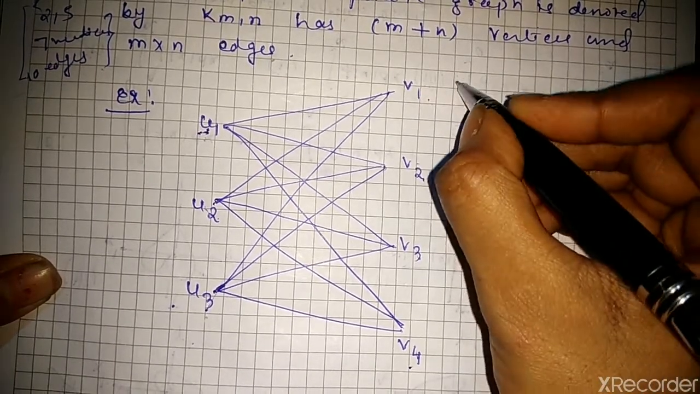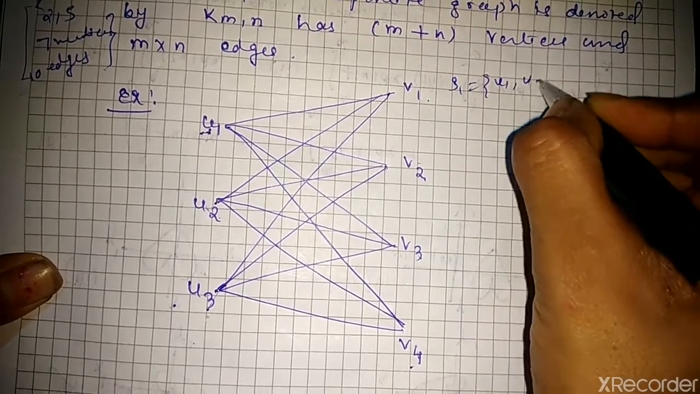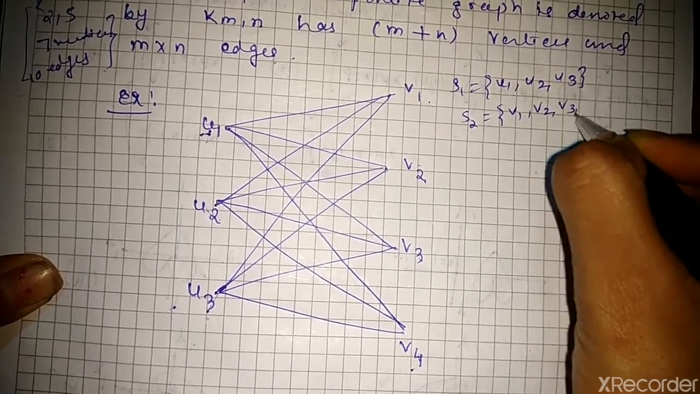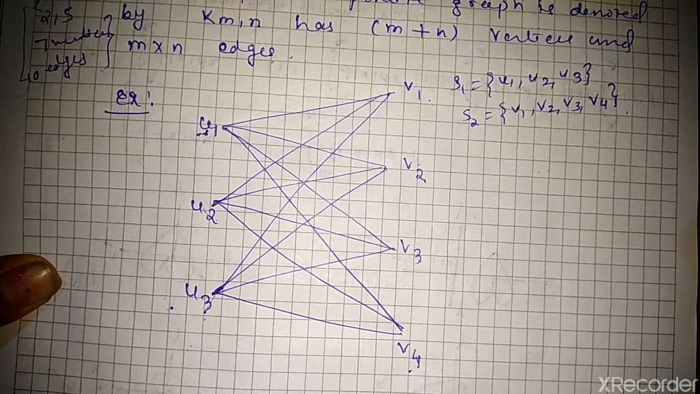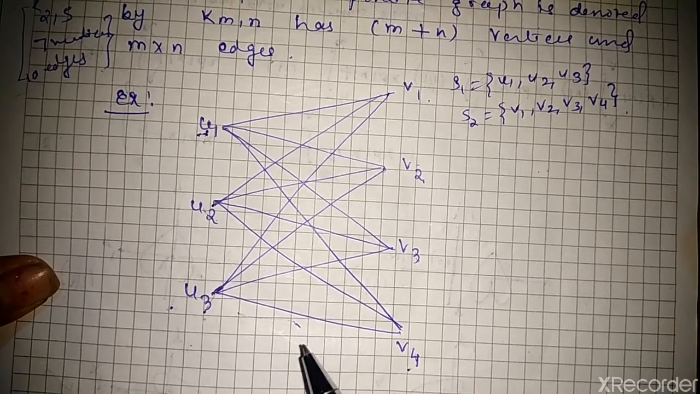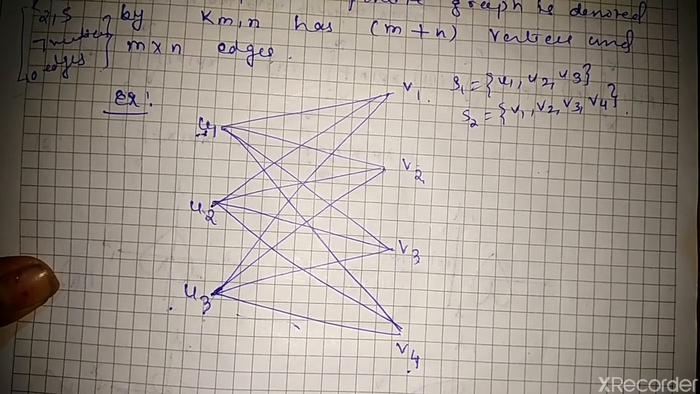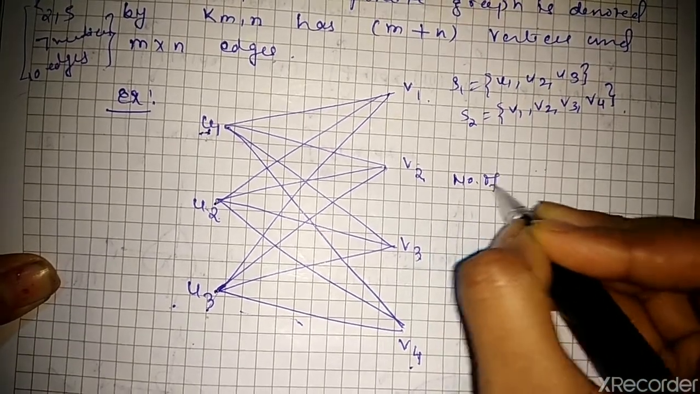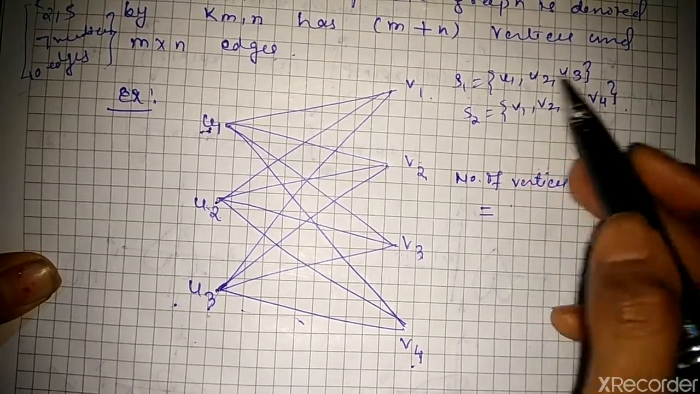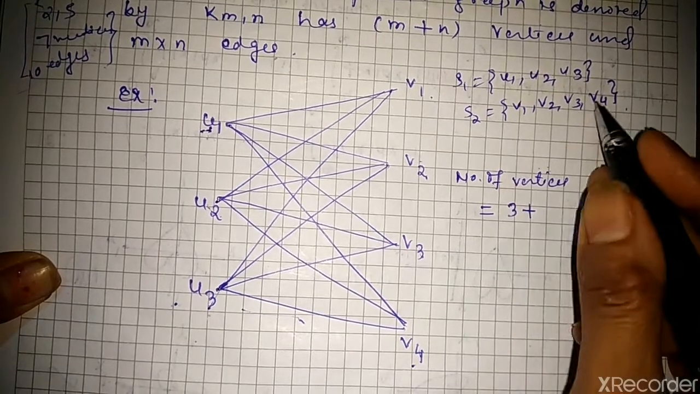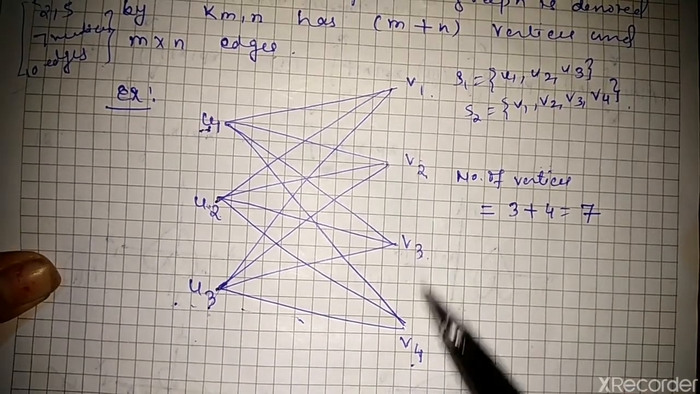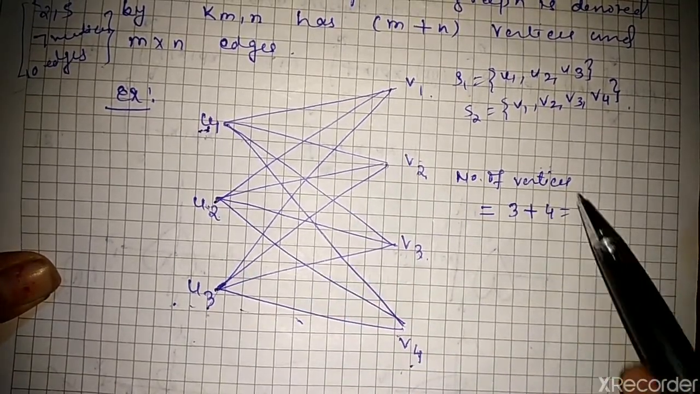Suppose we have set 1 as U1, U2 and U3, and set 2 as V1, V2, V3 and V4. Fine. So this gives us a complete bipartite graph. The question is, what is the number of vertices and the number of edges here? For the vertices, set 1 has 3 elements, plus set 2 has 4, so the number of vertices is 7. You see 1, 2, 3, 4, 5, 6, 7.